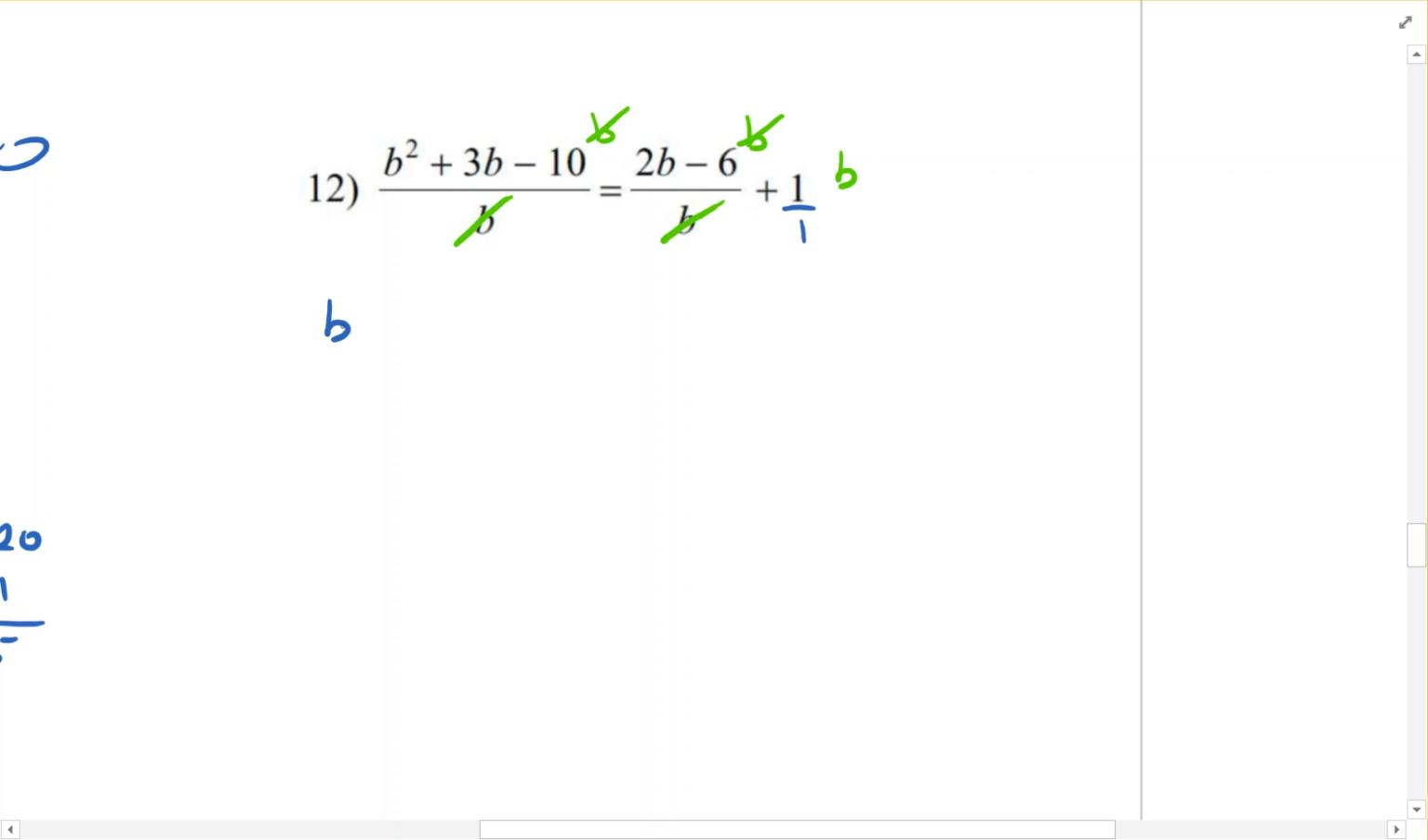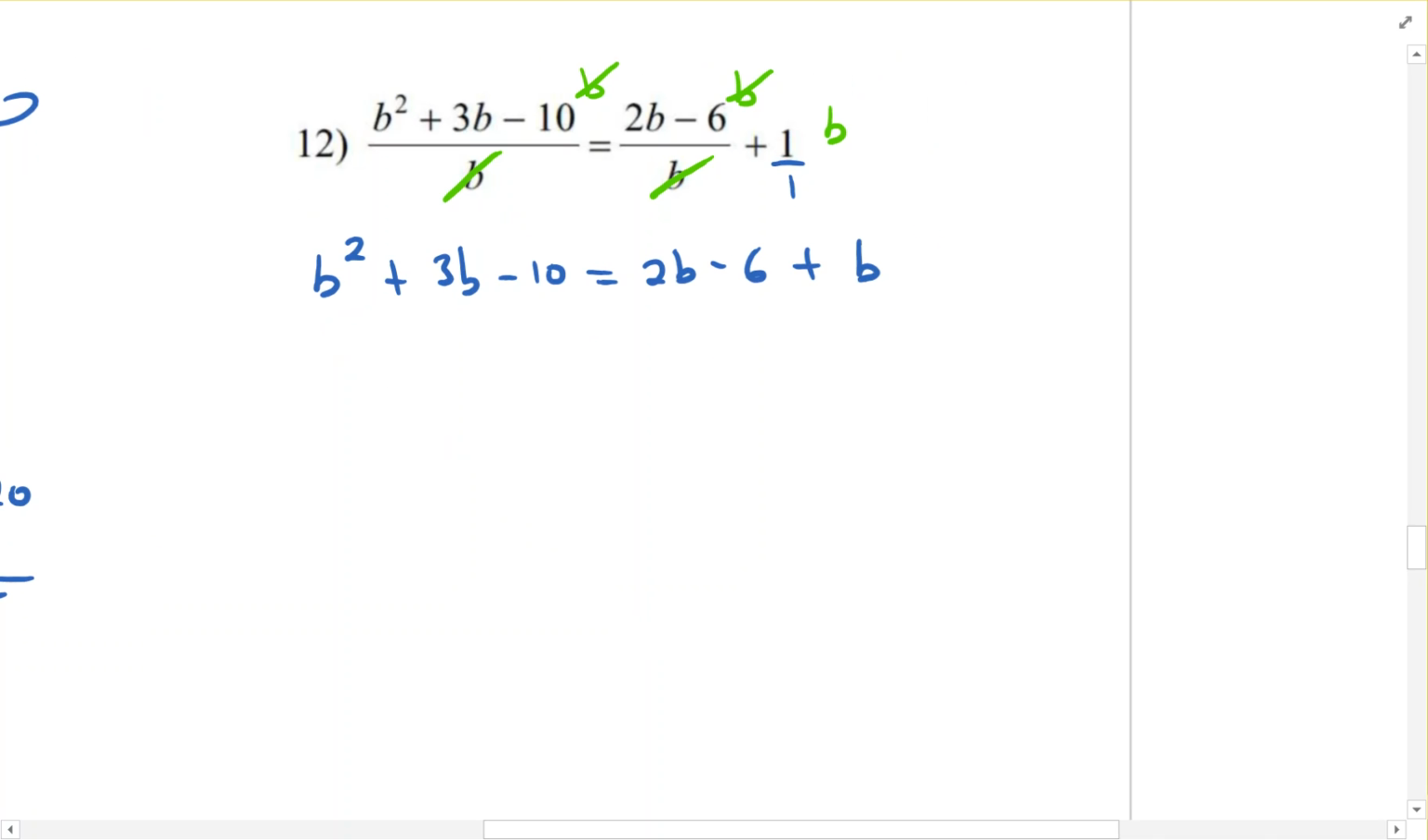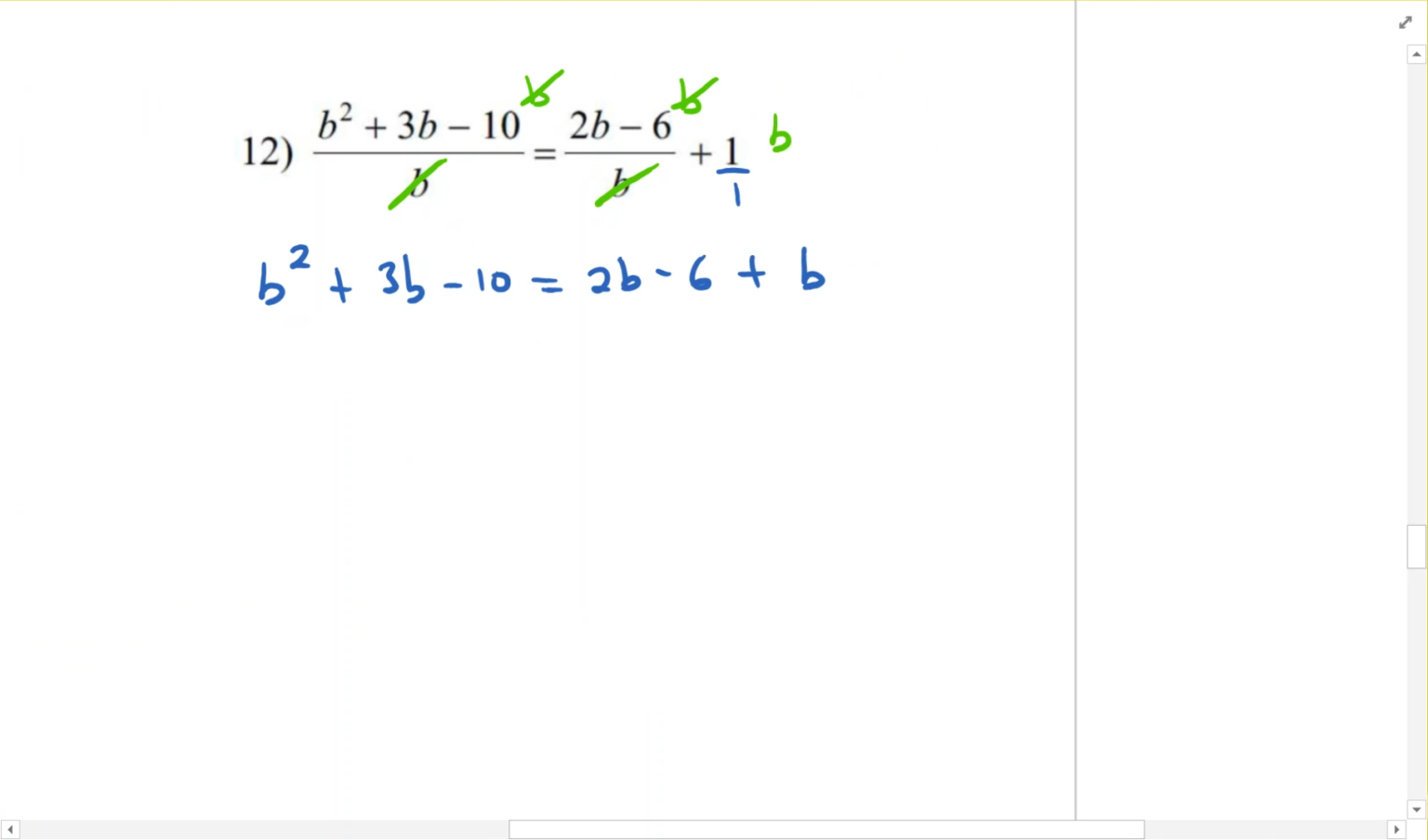Let's write this out again. We get b squared plus 3b minus 10 is equal to 2b minus 6 plus b. Okay, so we can kind of see we've got some b squared, some b's, and some numbers on the end. We're going to do the same thing that we did in the last question, where we make it all equal to 0. So let's just get everything over to one side of the equation. Doesn't matter which one, it'll work either way.